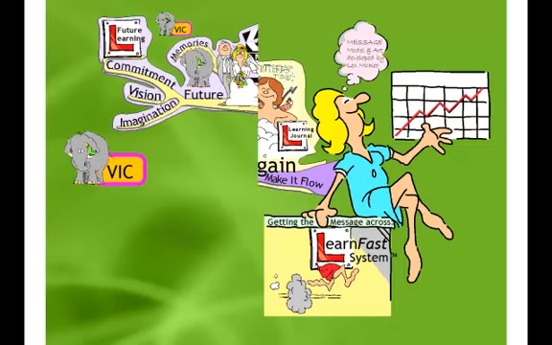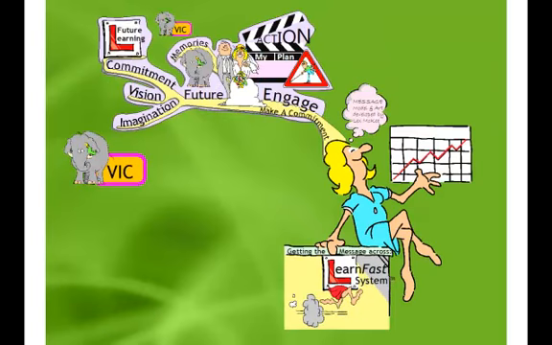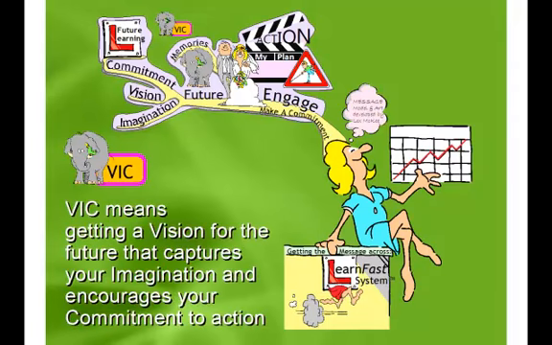Finally, the last E of message is engage. And like an engagement to be married, this is making a future commitment to action. So our memory elephant here is Vic. And Vic means getting a vision for the future that captures your imagination and encourages your commitment to action. Basically, you see, hear and feel yourself in the future using your learning. Therefore, it's relevant. Therefore, it's easy to act upon.